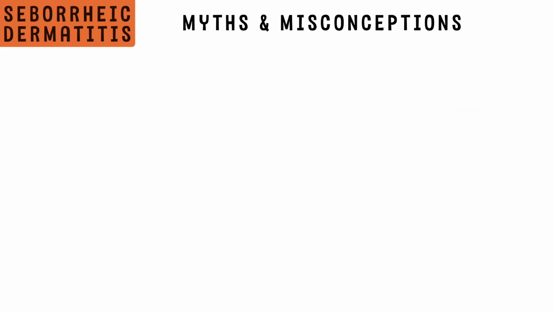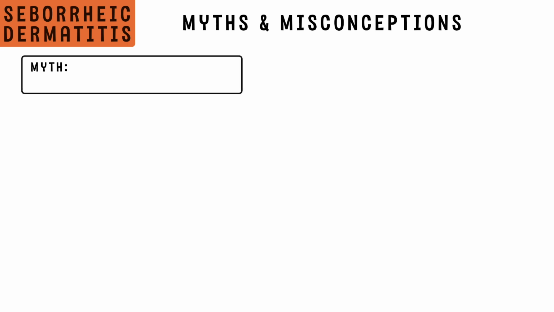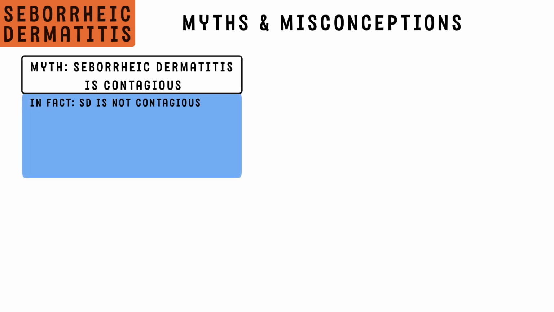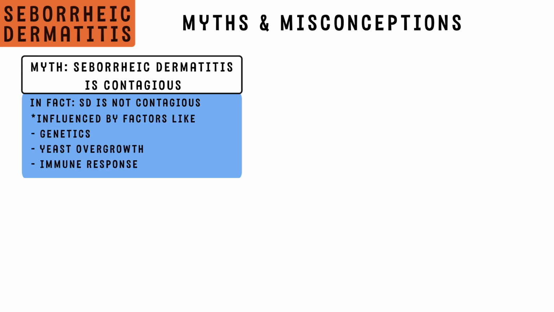Also, there are several myths and misconceptions surrounding seborrheic dermatitis. Dispelling those myths can help patients better understand and manage their condition. The first myth is that seborrheic dermatitis is contagious. In fact, seborrheic dermatitis is not contagious. It cannot be spread from person to person through contact. It is a chronic skin condition influenced by factors like genetics, yeast overgrowth, and immune response, but it is not infectious.